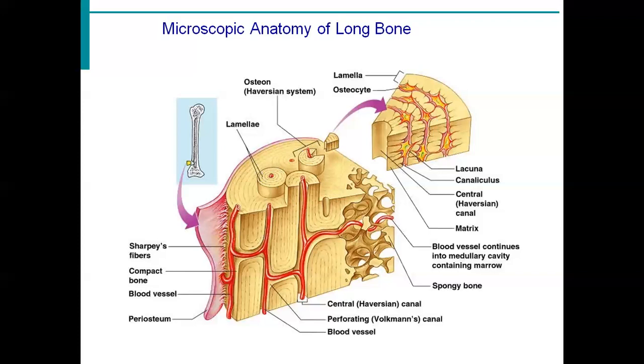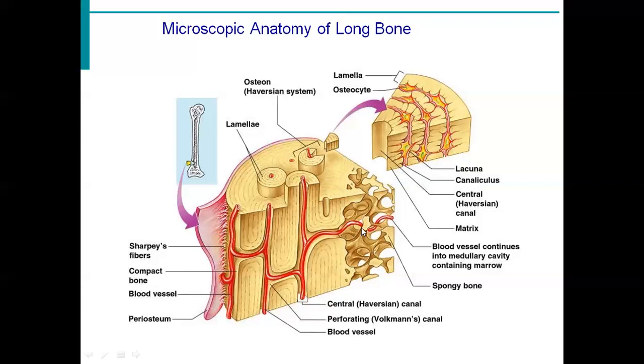Therefore, Haversian system consists of number of layers which are called lamella. Within this lamella, the multiple number of osteocytes are entrapped within the lacuna. These lacunae are interconnected with the help of canaliculus, and the overall system is called Haversian system.